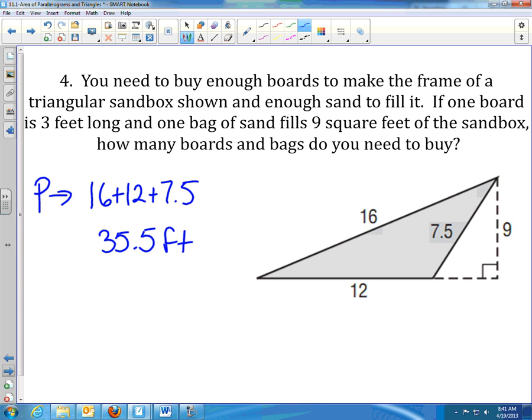But we want to find out how many boards we need to buy, and each one is worth 3 feet. So if we take that 35.5 feet and divide it by 3, that's going to tell us how many boards we want. And we get 11.8. We probably aren't going to buy 0.8 of a board, so we're actually going to round that up to 12.